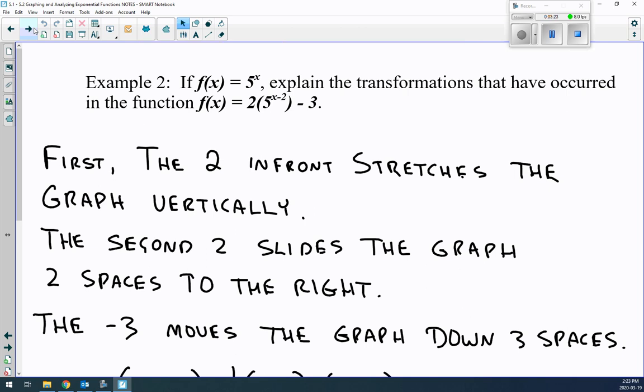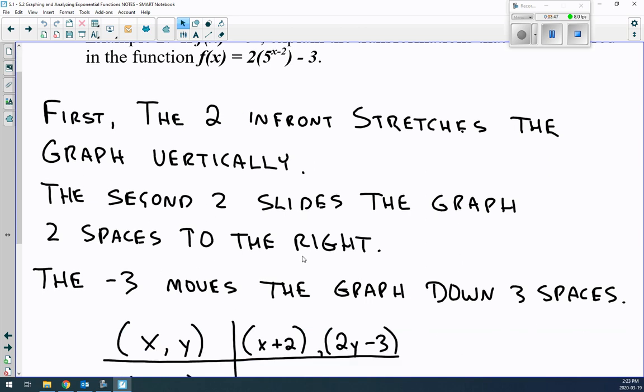So in this one here, we have f of x equals 5 to the x. So that's a standard exponential graph. It goes up pretty fast because that's 5 to the x. Now, let's talk about the transformations here. So the 2 in front stretches the graph vertically. The second 2 slides the graph 2 spaces to the right, because what number do you plug in there to make it 0? Well, 2, so it's going to shift it to the right. And then the -3 takes the whole graph and shifts it down 3 spaces.